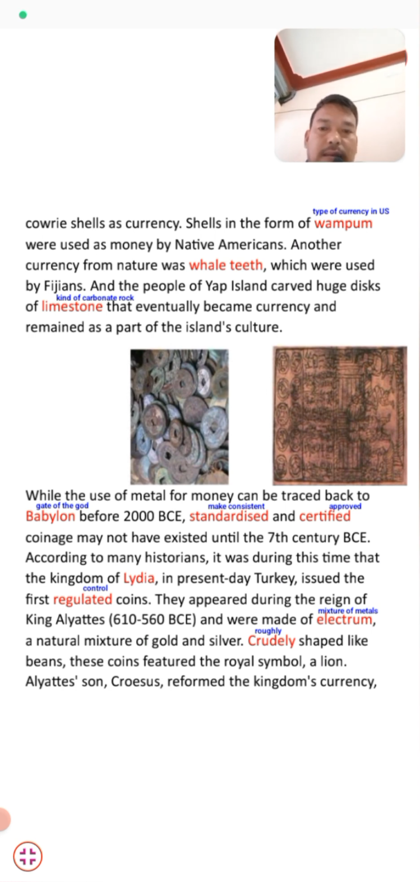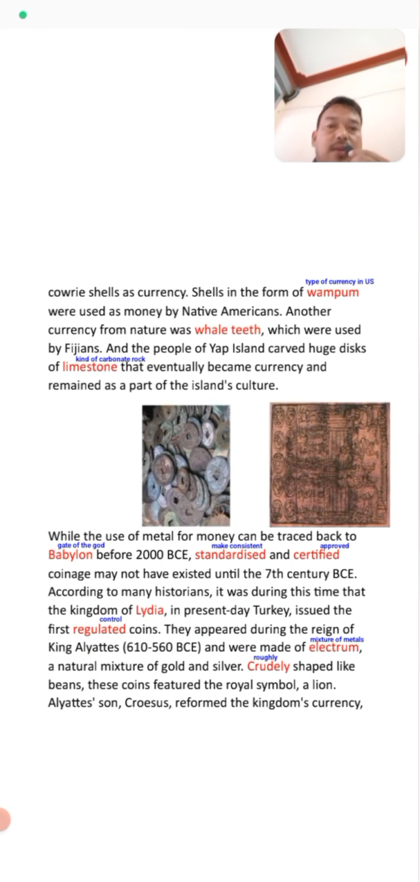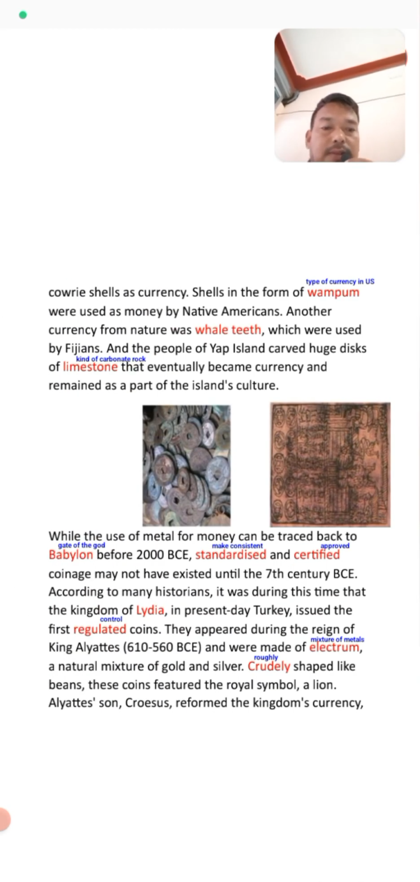Crudely shaped like beans, these coins feature the royal symbol of a lion. Alyattes' son Croesus reformed the king's currency, producing silver coins and gold coins. So such currency began appearing elsewhere. Students, we have talked about the invention of currency in this paragraph and how it was invented, and they started inventing it from electrum, the mixture of gold and silver.